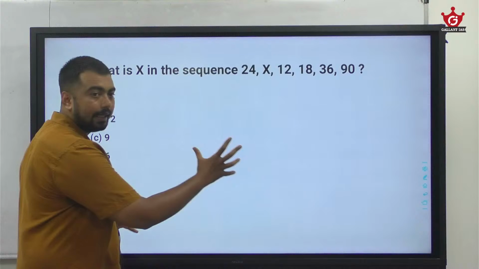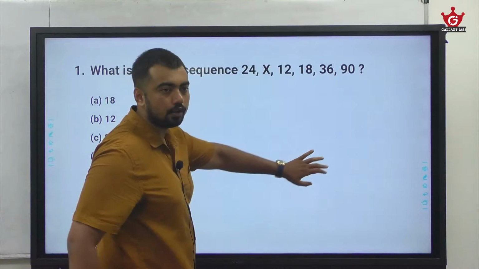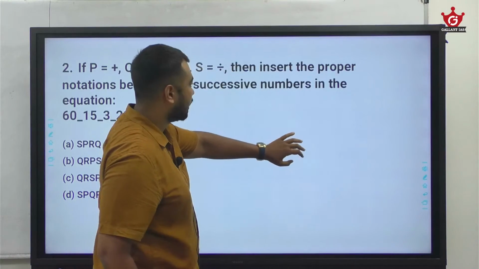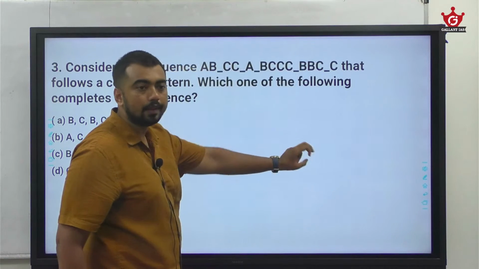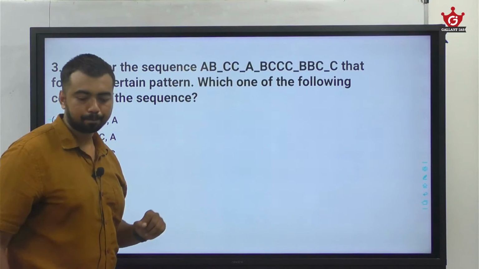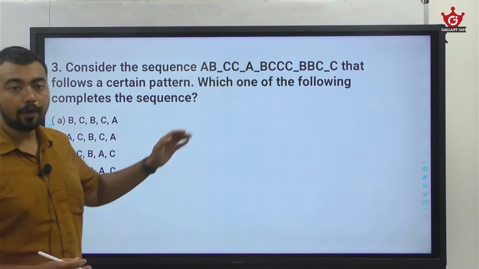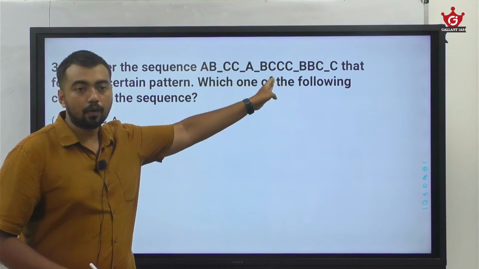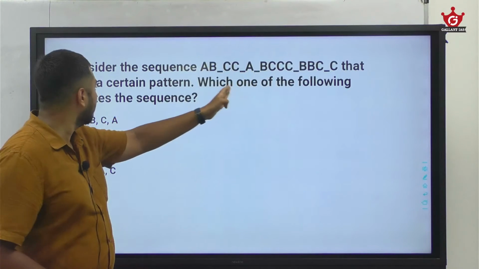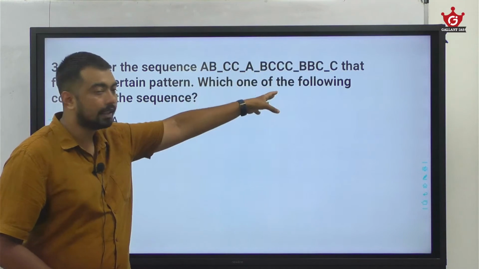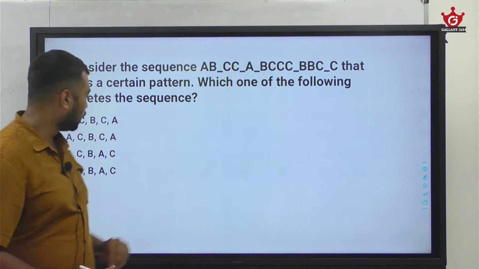We have already done the next 2 questions, this question and this question, and we will continue with the third question. So we were discussing the way to divide a series in order to find a pattern.